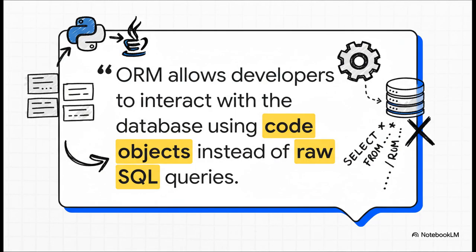And here's the real magic of it. An ORM lets a developer work with the database as if it were just another part of their code. They can use familiar objects in Python or Java, and the ORM is in the background, doing all the grunt work of translating that into the correct SQL. It is a massive productivity booster.